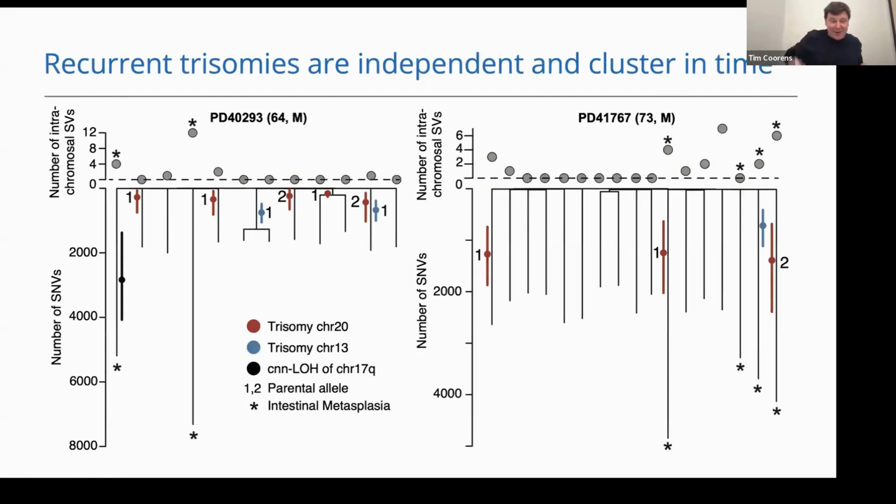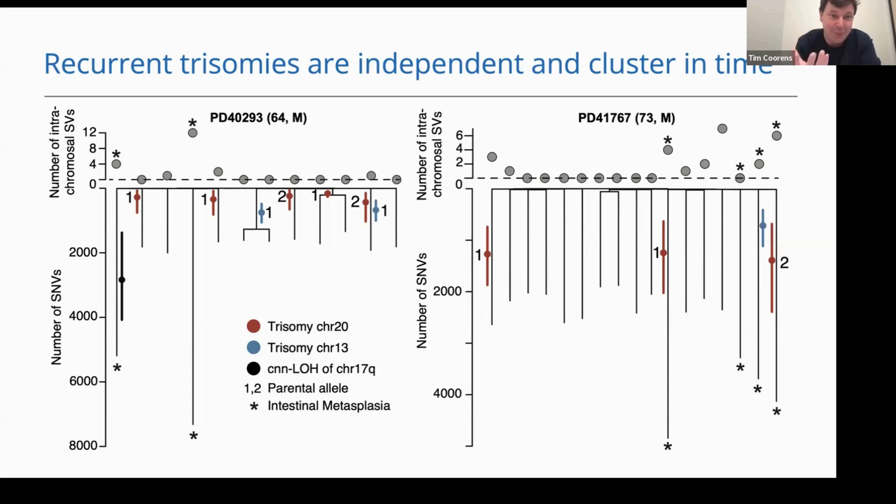But we can again use these phylogenies as a tool to look at these whole chromosome gains in a bit more detail. These are the two patients with the most trisomies, and there are a few interesting things here. What I've plotted here in these red dots are events of that trisomy of chromosome 20. And what you can immediately see, because I plotted it like that, is that these trisomies happen multiple times independently in the same person.